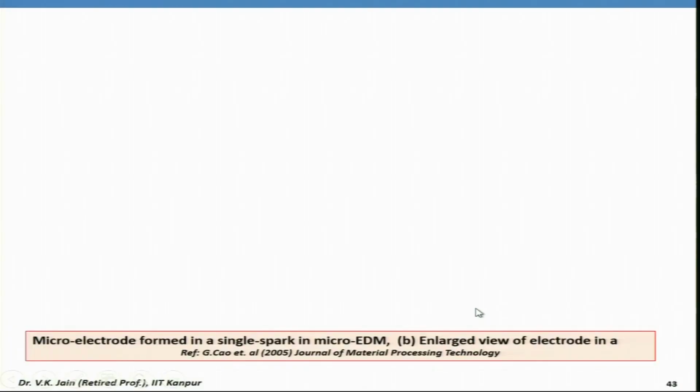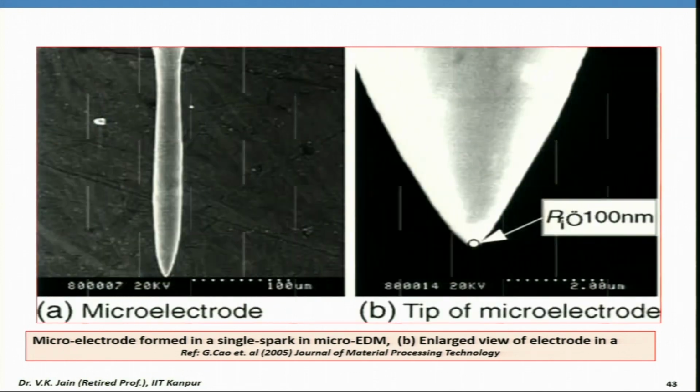Microelectrode formed in a single spark in micro EDM. Let us see it here. This is the microelectrode formed in a single spark EDM, and an enlarged view of the electrode. Here you can see, and surprise, just see it carefully. The tip radius is around 100 nanometer. So you can see an extremely fine tool tip is being prepared, and this is taken from the Journal of Material Processing Technology.